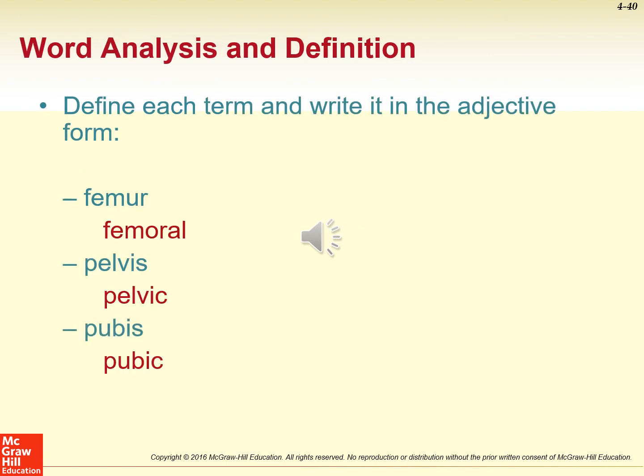So now I want to remind you that you must memorize the adjective form of the terms. So it's not as easy as simply adding an ly or an al to the end of a root. It doesn't work that way. So for example, the adjective form of femur is femoral, right? And that refers to the thigh bone. The adjective form of pelvis is pelvic, right? Now that term refers to the basin-shaped cavity at the base of the spine. And we have the adjective form of pubis, which is pubic, right, which refers to the pubic bone.